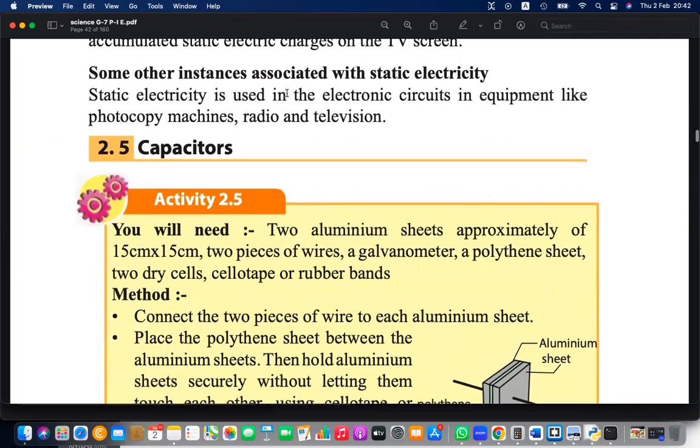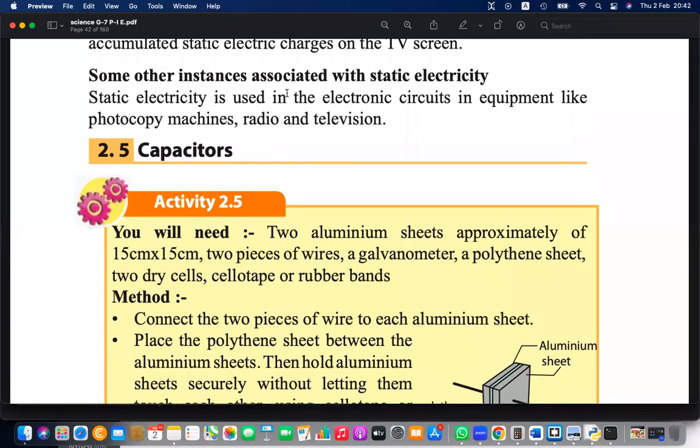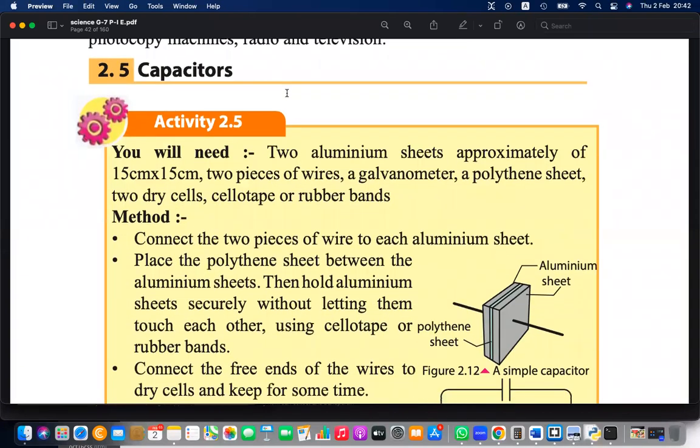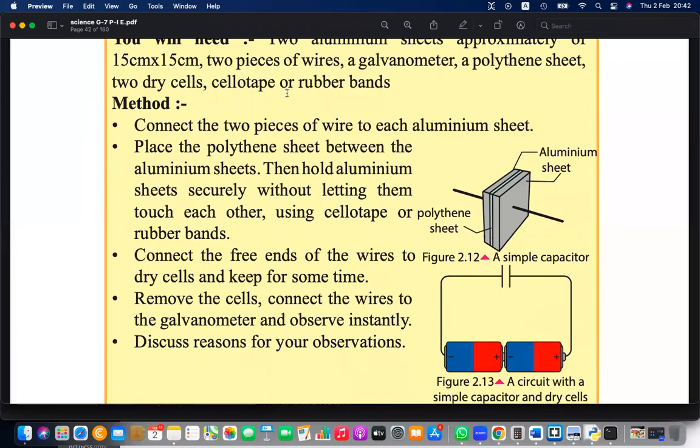That is also there. Okay, in electric circuits, capacitors, right? In capacitors also, static electricity is used, right?